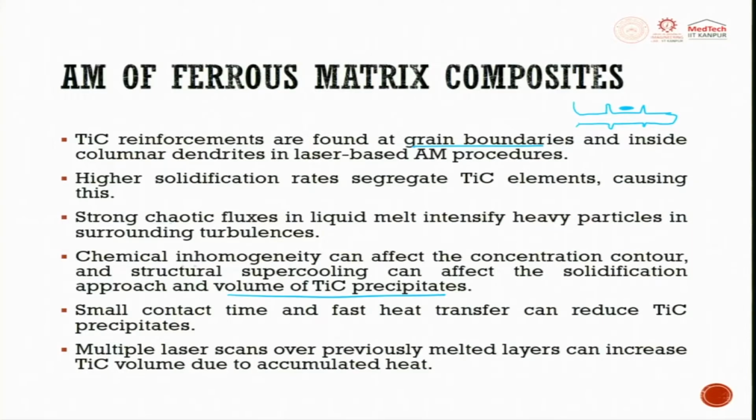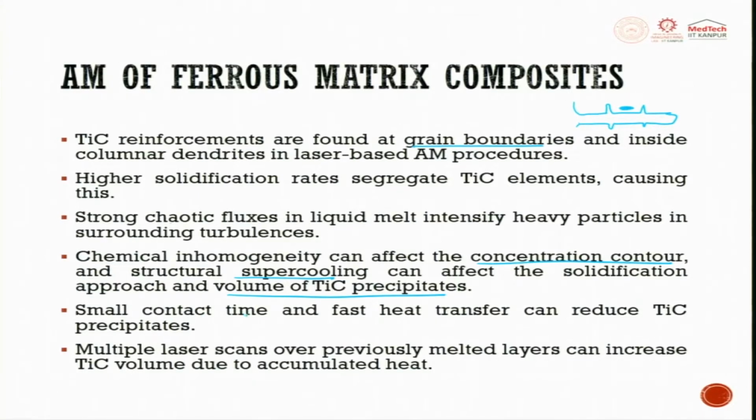The chemical inhomogeneity can affect the concentration contour and structural supercooling. What is supercooling? We saw supercooling in solidification. It can affect the solidification approach and volume of TiC precipitate. So, the volume of TiC forming also can be played with very nicely by choosing the parameters. So, the chemical inhomogeneity can affect the concentration contour.